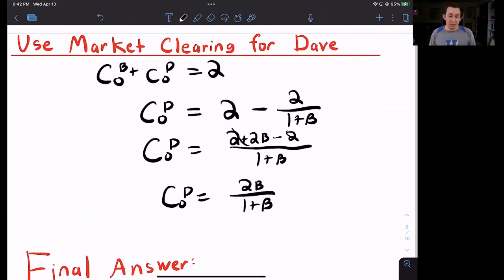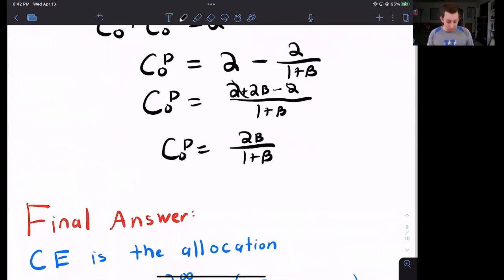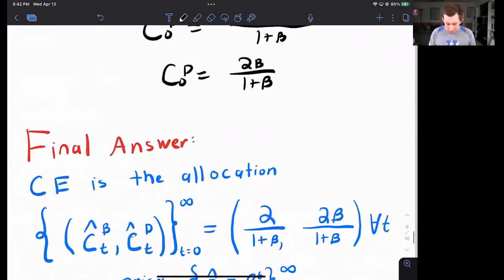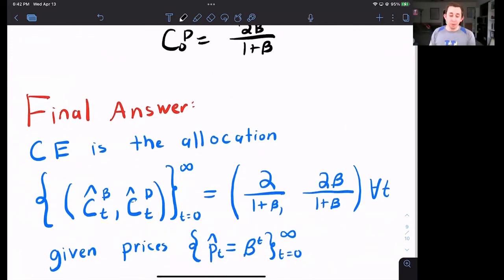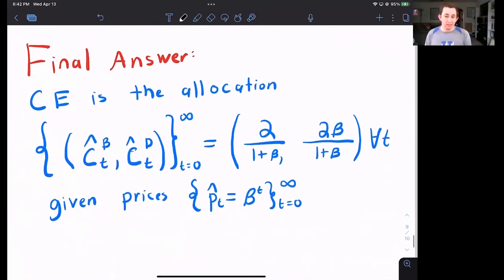Now it's really easy to be like, cool, we're done. But remember, we're solving for a competitive equilibrium. So we need to put it all back together. The Arrow-Debreu equilibrium is the allocation where Bill eats 2 over 1 plus beta coconuts and Dave eats 2 beta over 1 plus beta coconuts for every period t from 0 to infinity, given the prices where the p in each period, or the p_t, is equal to beta to the t. And we know we have market clearing. We know we've satisfied our utility maximization problem. So now we are done.